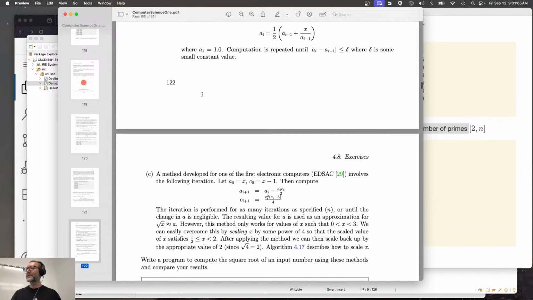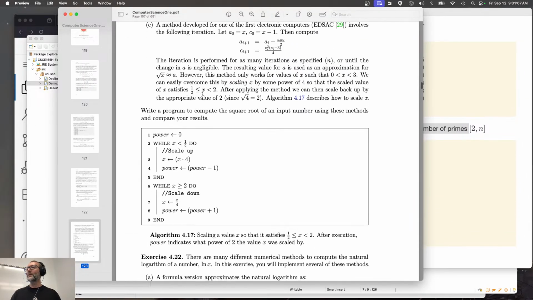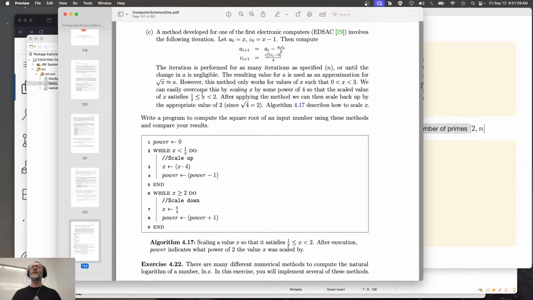There should be like an EDSAC method in here. That one's kind of cool to do. If you've ever wondered how the square root of x is computed, well, there's this series, much like the arithmetic geometric mean, that converges, but you have to have it under certain conditions, but you can get those certain conditions.